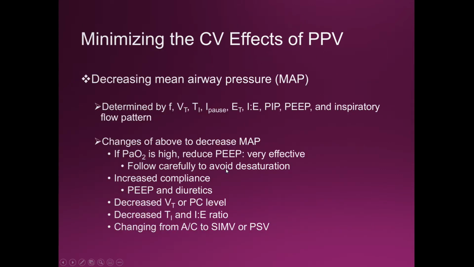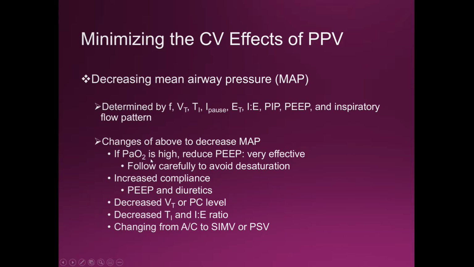All right, so when we're talking about mean airway pressure, it is determined by tidal volume, respiratory rate, I time, any type of inspiratory pause, E time, IE ratio, PIP, PEEP, and inspiratory flow pattern. Holy cow. That is basically everything. Right? So, changes of the above to decrease our mean airway pressure.